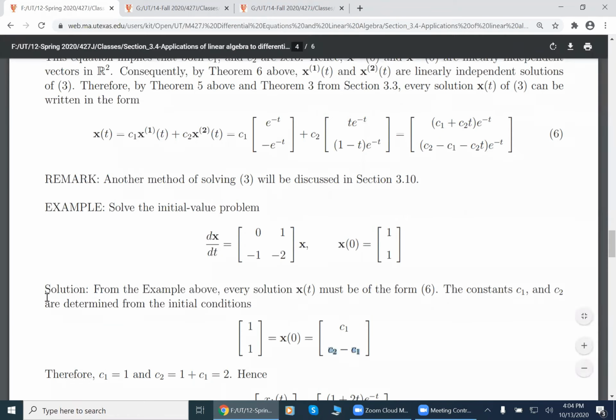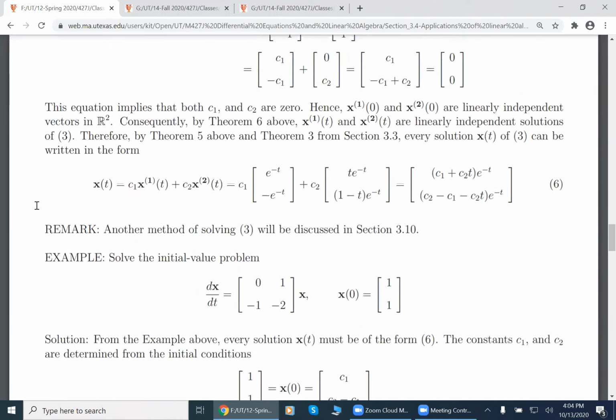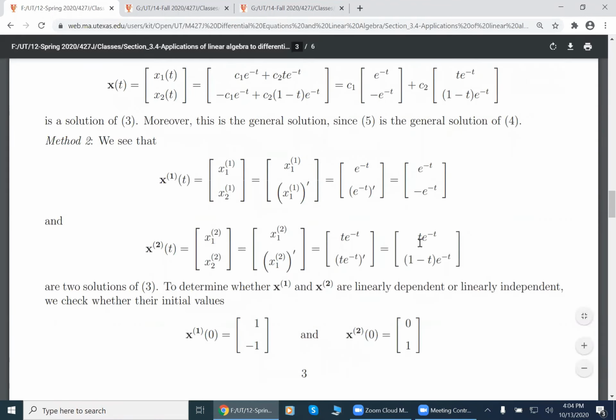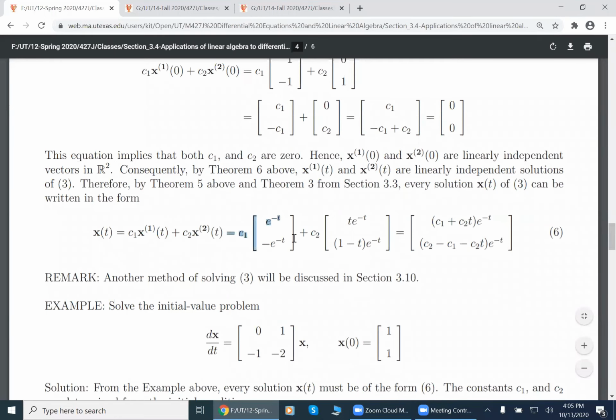Other questions? Why does our solution for method 2 not have any constants with it? Well, it does have constants. Note that this is not the end of the story. This is particular solution number 1 of our system. This is particular solution number 2 of our system. Then we show that these two particular solutions are independent, and then the final answer is at the end. Here is C1, here is C2. Thank you.